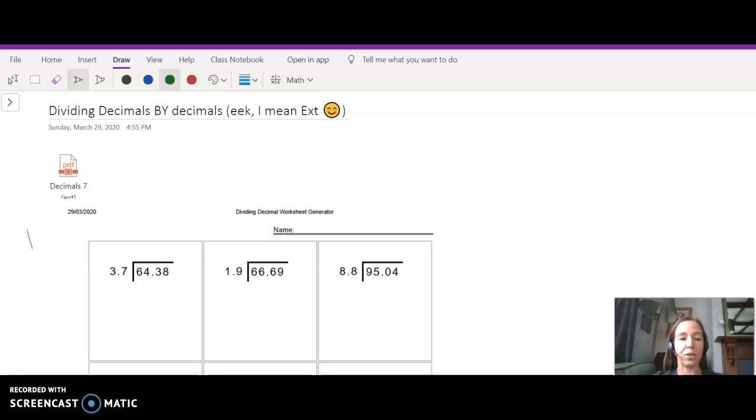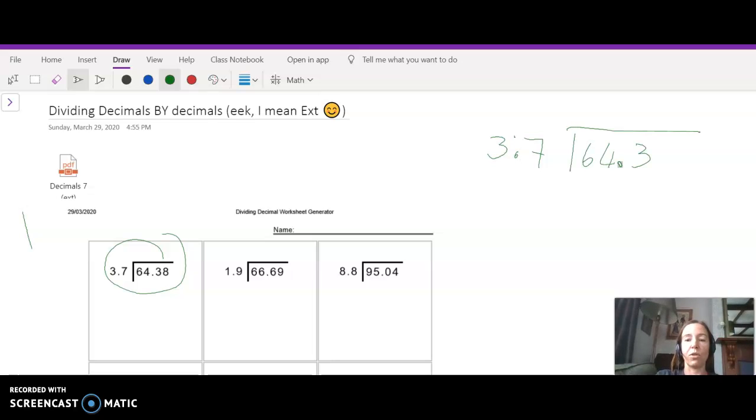Quickly, just for people wanting to do the extension, this is not needed. It is an extension if you are dividing by a decimal number. Now these are going to need just a little bit more thought because they're going to be a bigger number in the end when you're doing your dividing, and you're going to have to do some multiplication as well. 64.38 divided by 3.7.